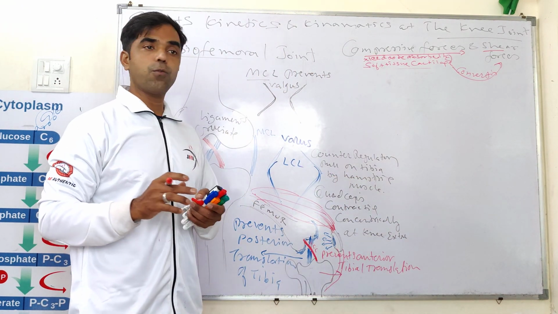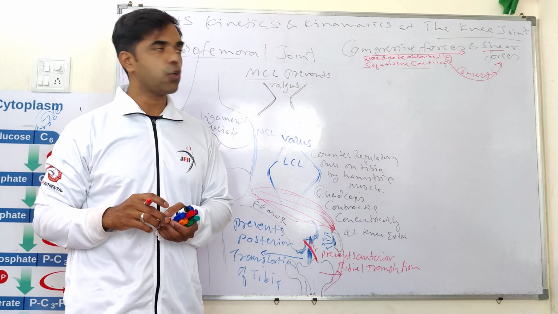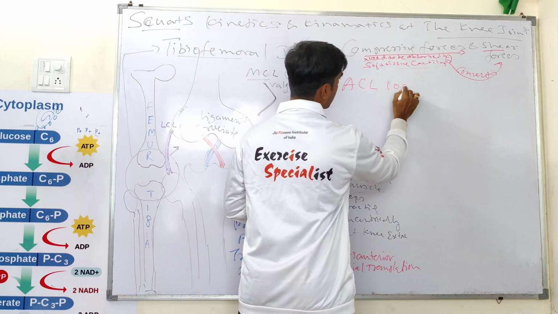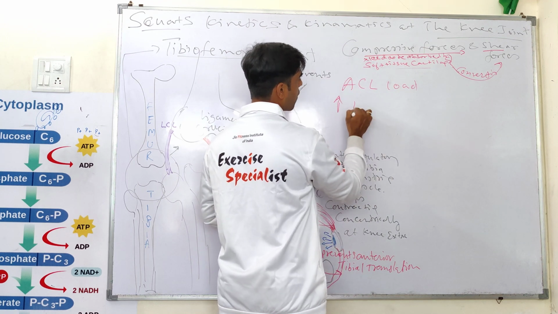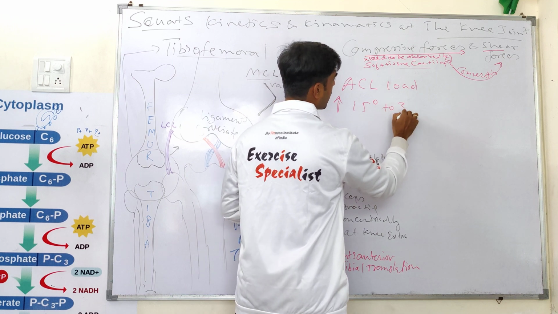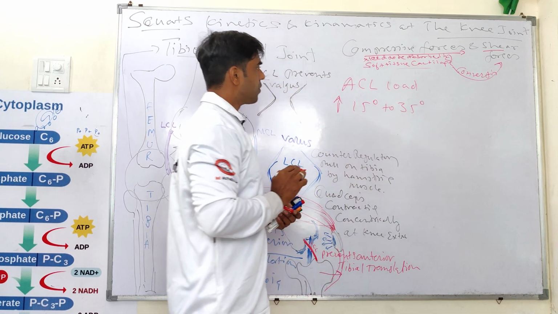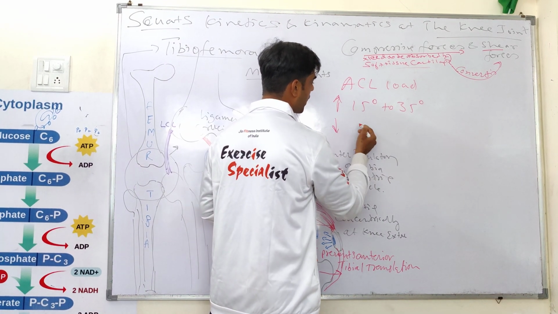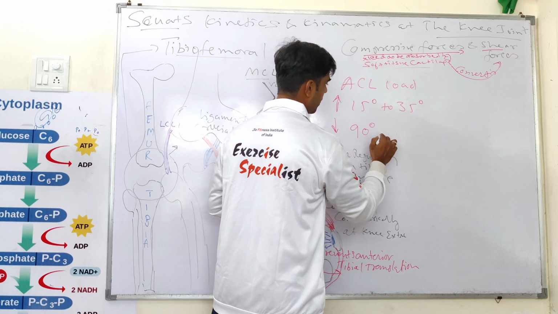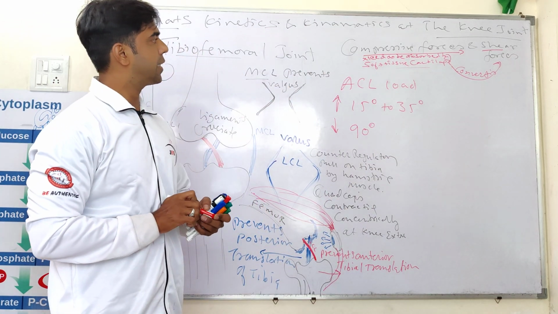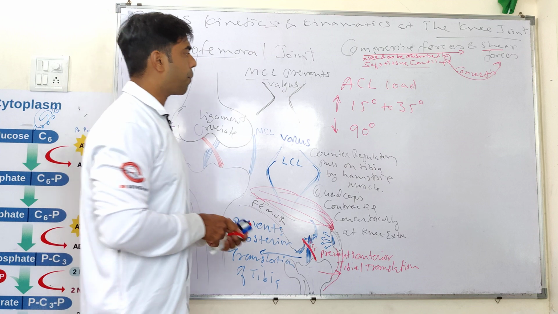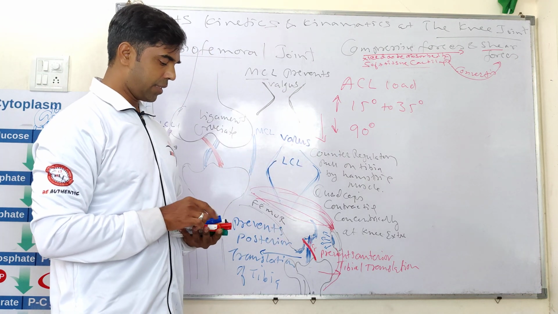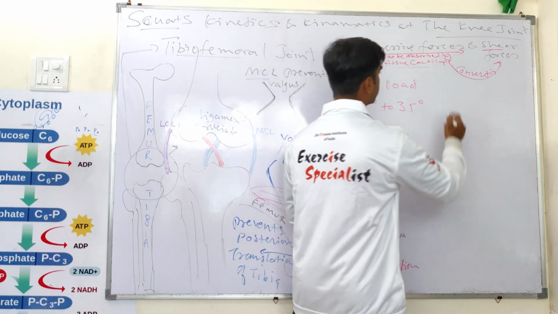Now what are the forces at the knee joint degree wise? Axial load increases from 15 degree to 35 degree, right? And then the load decreases onwards of 90 degree, right? So the ACL is safe if you are squatting past 90 degree, right? And what is the load on the PCL?